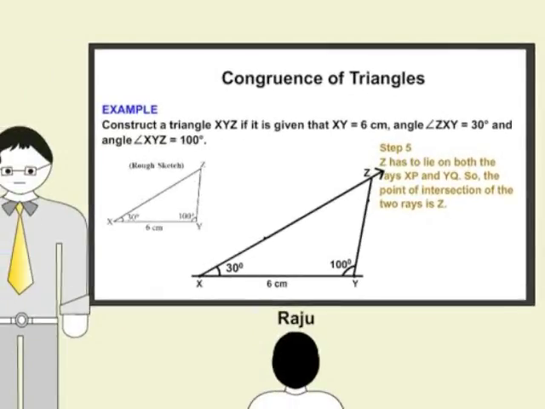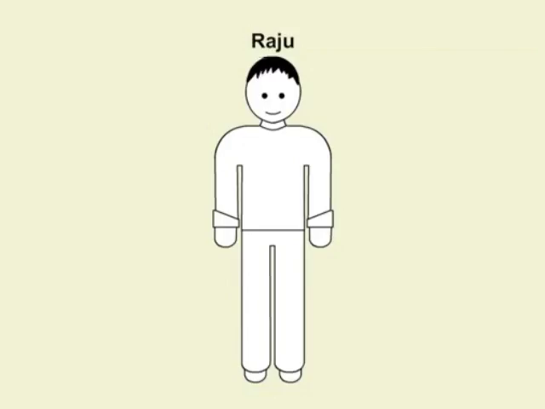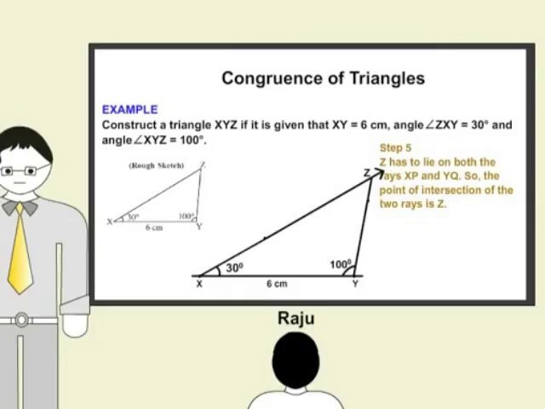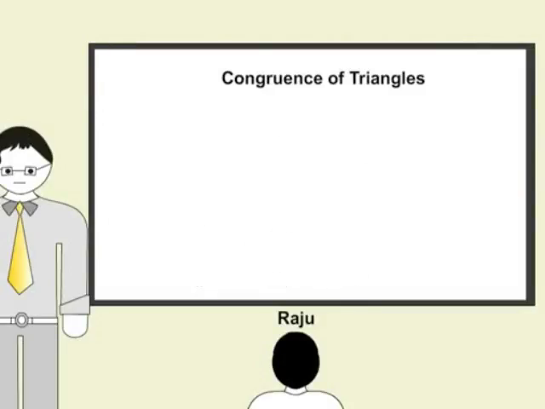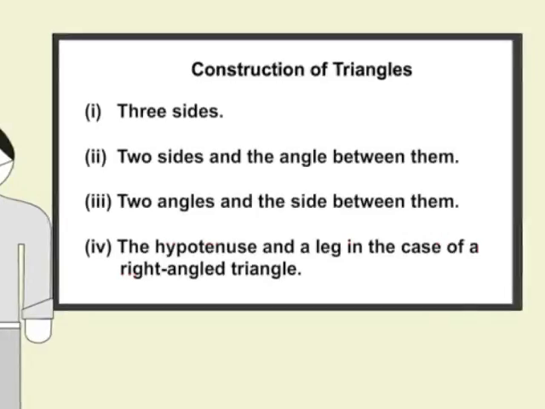So Raju, we are coming to the end of this chapter with only one topic being left. Oh, I was kinda enjoying this thing. That's a very good approach towards studies. Very good. Keep it up, Raju. Thanks, sir. Okay, now let's proceed. Now we shall discuss construction of a right-angled triangle where the hypotenuse and a leg is known.